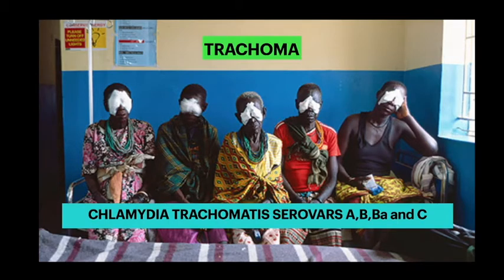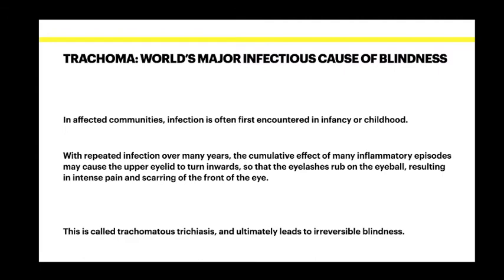So why are we studying trachoma? First of all, you have to understand that. So see, this is taken from the WHO website itself. It is the world's major infectious cause of blindness. So ultimately it causes blindness. So how? This is written: in an infected community, infection is often first encountered in infancy or childhood. So the first infection occurs in infancy or childhood. Then after that, it is written there are repeated infections. A single infection is relatively innocuous.